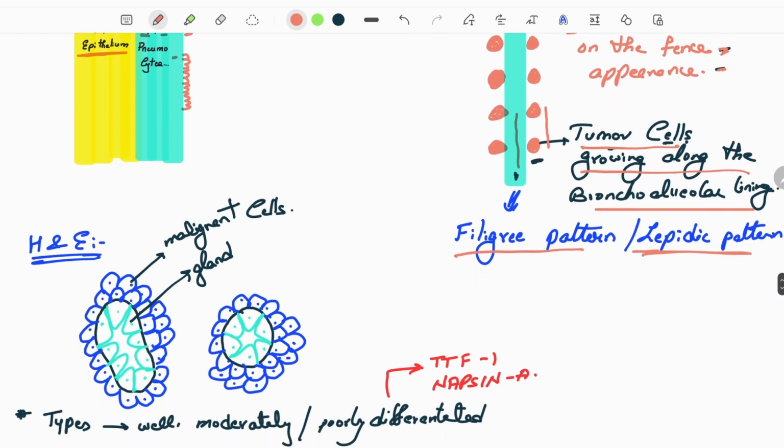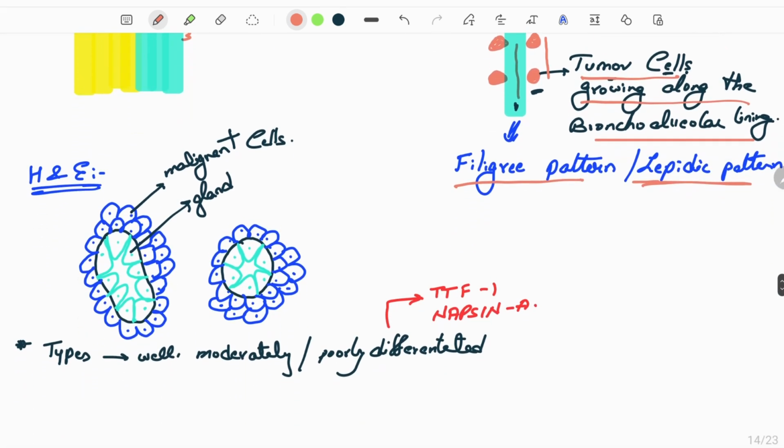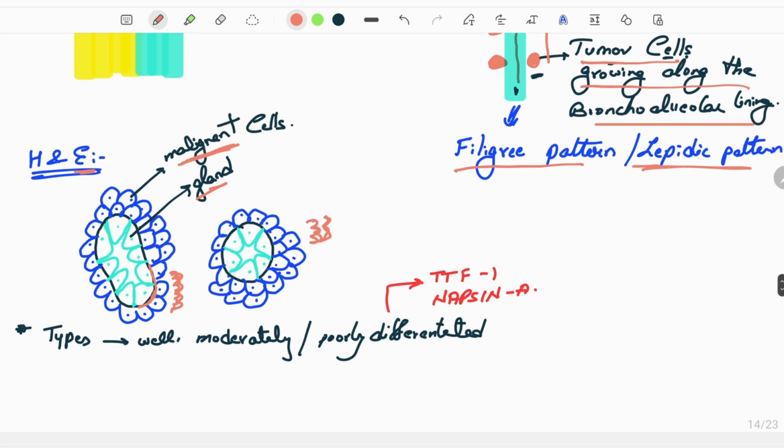Next one is identification features. If we do H&E staining, you can observe this is the gland, and lining the gland there are malignant cells. This is the first example. There are also types in this: well differentiated, moderately differentiated and poorly differentiated.